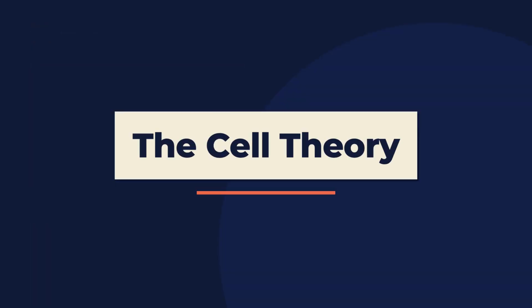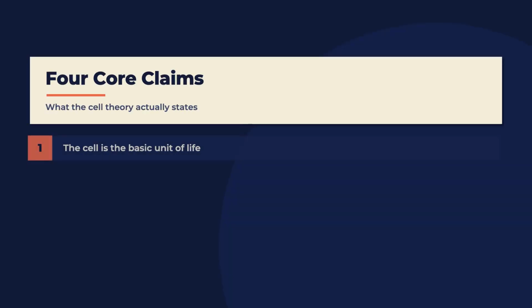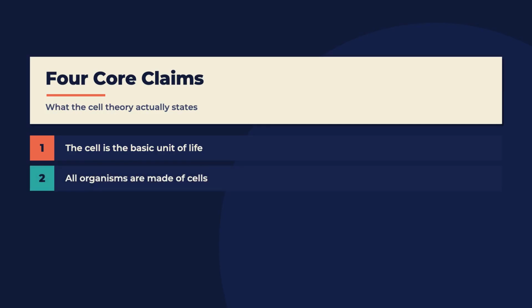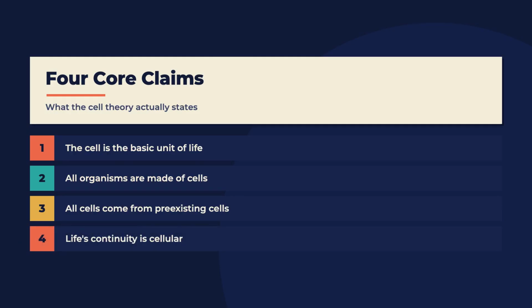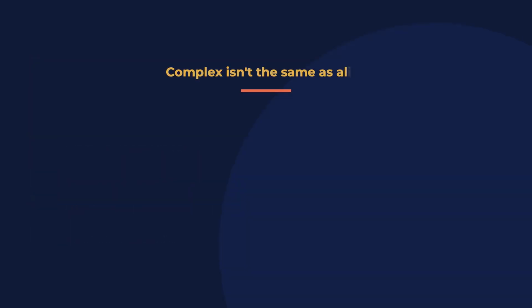For centuries, people believed maggots and mice sprang spontaneously from rotten meat and grain. It took the microscope and rigorous experiments to overturn that idea and establish the cell theory, one of biology's foundational frameworks. The theory makes several claims. The cell is the basic structural and functional unit of life. All organisms are made of one or more cells. All cells arise only from pre-existing cells dividing, and the continuity of life rests on the cellular basis.